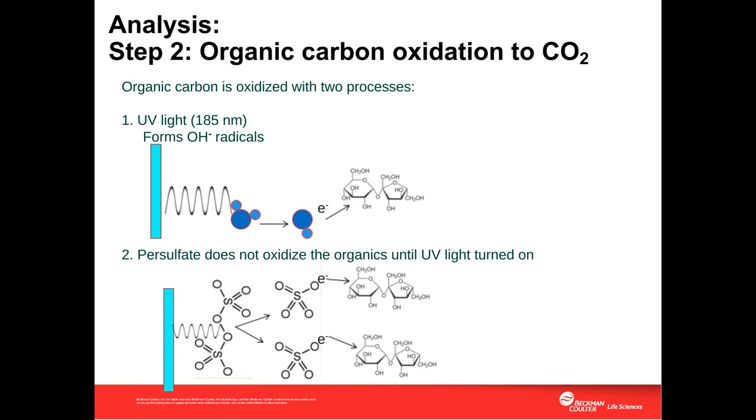In the second step of the TOC analysis, a strong ultraviolet light is turned on to release the carbon atoms in the organic material present in the sample. The organic material is oxidized by hydroxyl radicals, which are created by the impact of the UV light on the water molecules themselves. The UV light also combines with the sulfate and activates the sulfate, and the TOC is released from the organic as CO2 gas. It's important to note that sulfate doesn't actually act as an oxidizer until exposed to the UV light.